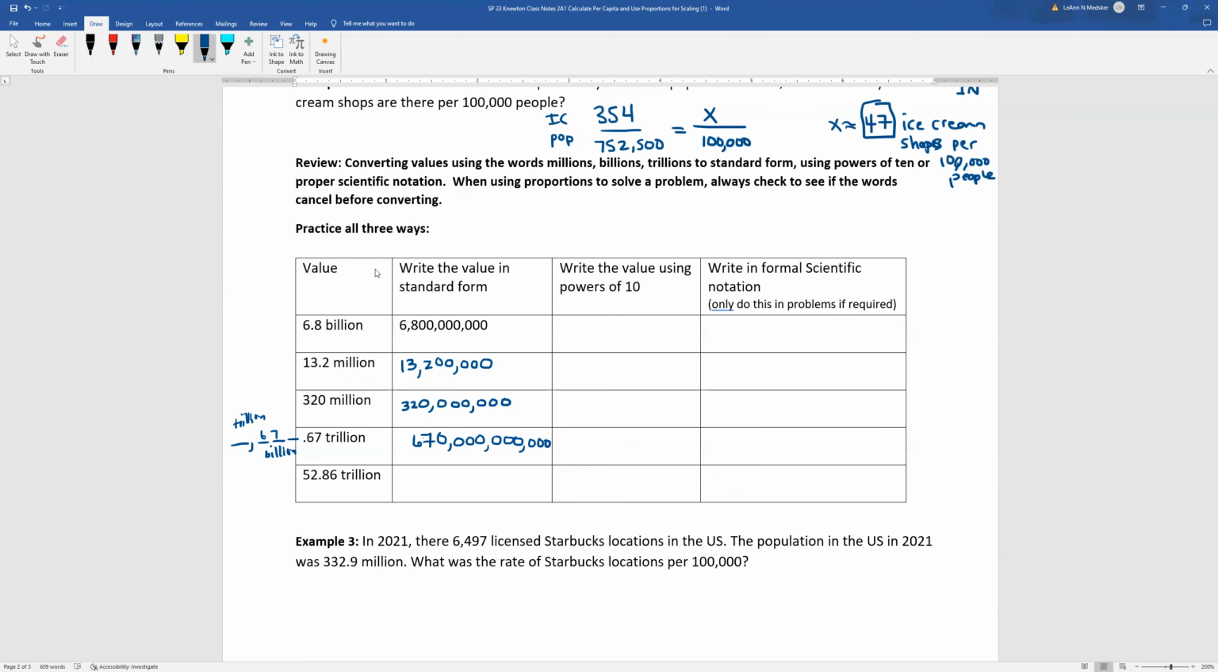And then this one does have a whole amount. So 52 is in the trillions, 86 is in those first two spots of the billions, then millions, then thousands, then remember our ones group.